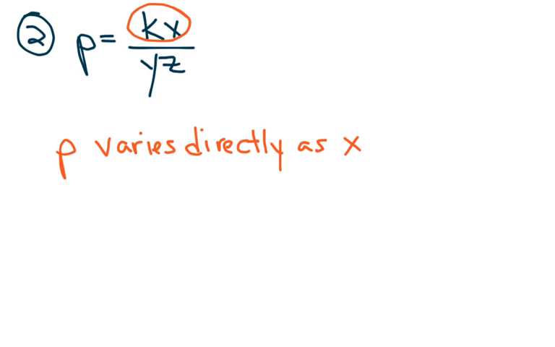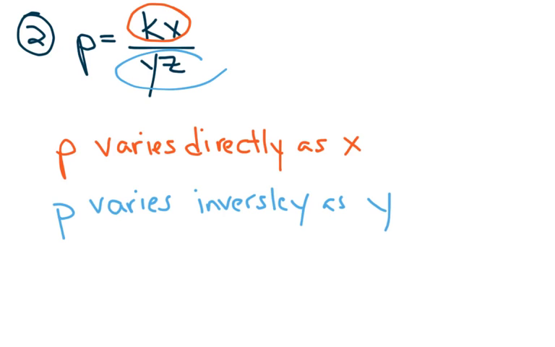And then, since y and z are in the denominator of the fraction containing k, those are both inverse variation. So we're going to say p varies inversely as y and z. And you don't have to make two separate statements if there are two variables with the same variation. So again, p varies directly as x because x is being multiplied by the constant. And p varies inversely as y and z because y and z are being divided into k.